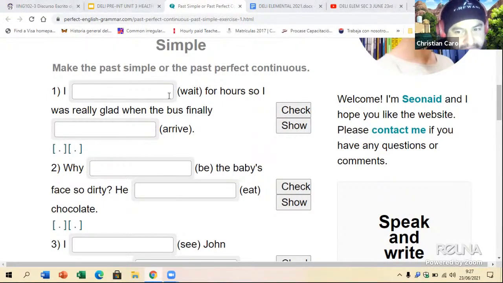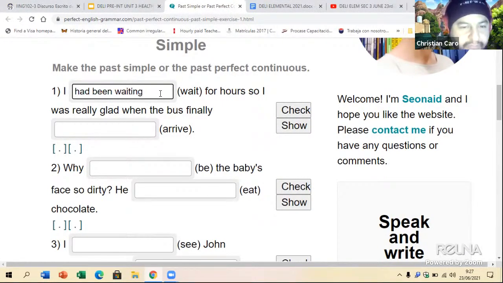Had been waiting, Fran? Yes. Easy. I had been waiting 4 hours. So I was really glad when the bus finally. Simple past. ¿Cuál sería el simple past de arrive? Arrived. Very good. Thank you, Fran.